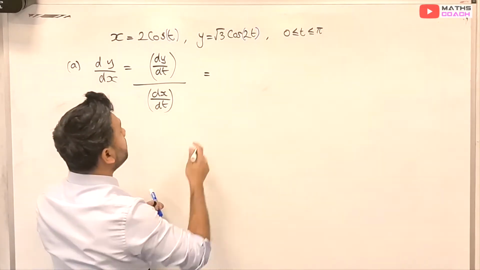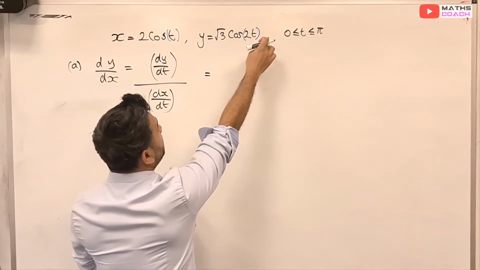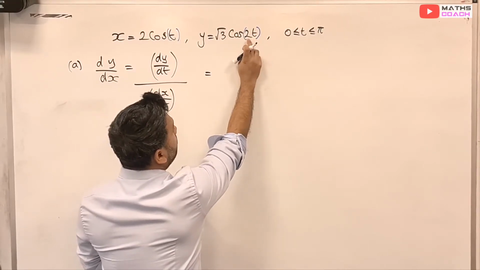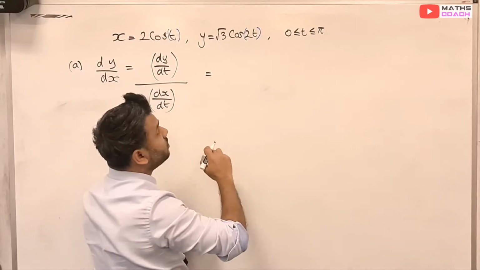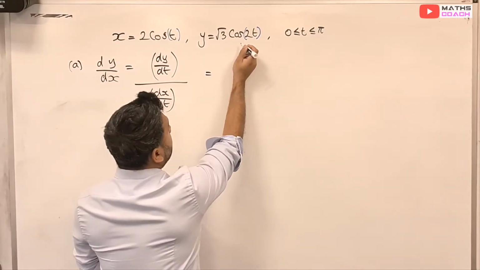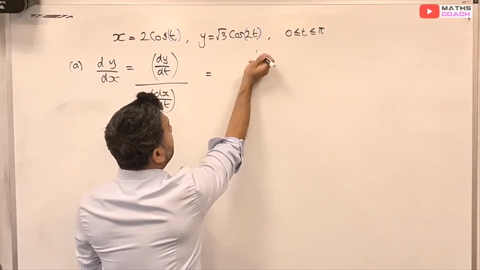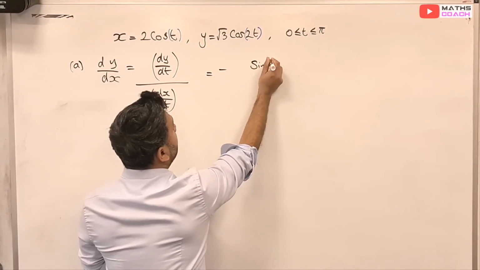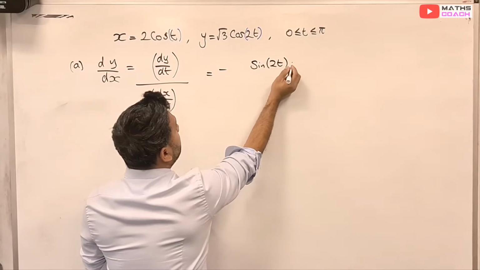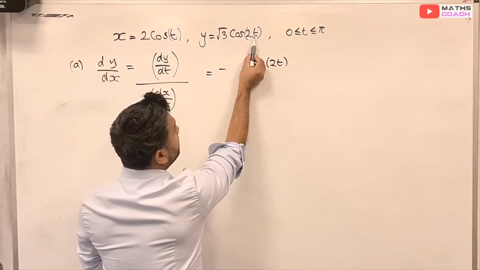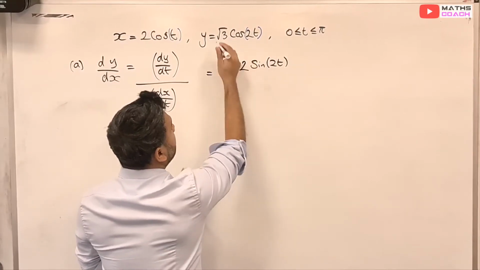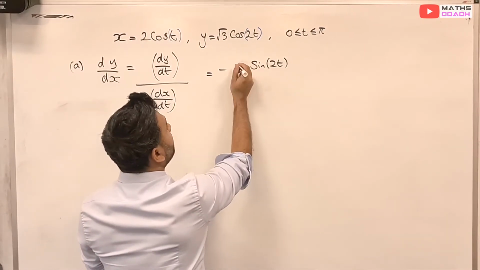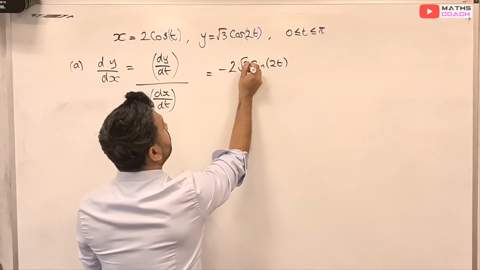So if we just differentiate the y with respect to t, you can see here that root 3 times cos of 2t. We can use the chain rule for differentiation for that. So we can differentiate the cos, which gives you a minus sine of 2t, multiplied by the differentiation of 2t, which gives you 2, and then the root 3 stays as root 3. So we'll just rewrite that as 2 root 3 there.